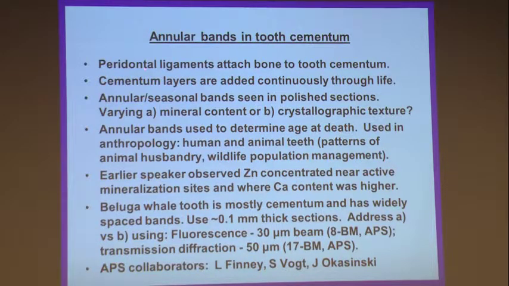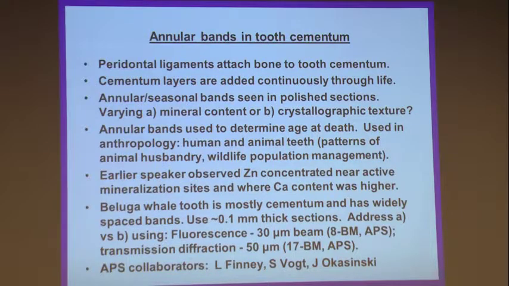Cementum is the part of the tooth where the periodontal ligaments attach to the bone. So the bone is attached to the teeth. The cementum layers are added continuously. These annular bands are seen in polished sections, and nobody really has established whether they're due to varying mineral content or crystallographic texture.